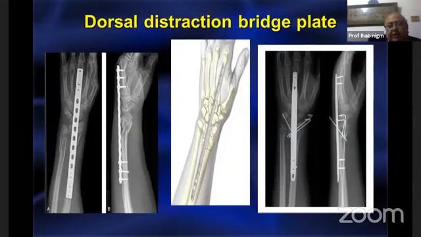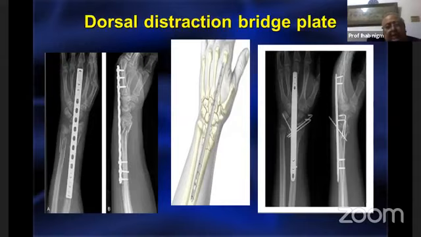The dorsal distraction bridge plate is used subcutaneously between the second metacarpal and the dorsal radial surface. When the fracture is severely comminuted, it cannot be fixed with volar locked plates. So we put this distraction bridge plate to compress the fractures as much as we can in place. It is a type of internal fixator, instead of external fixator. We keep this for 3 months, and after complete union, we remove the plate.